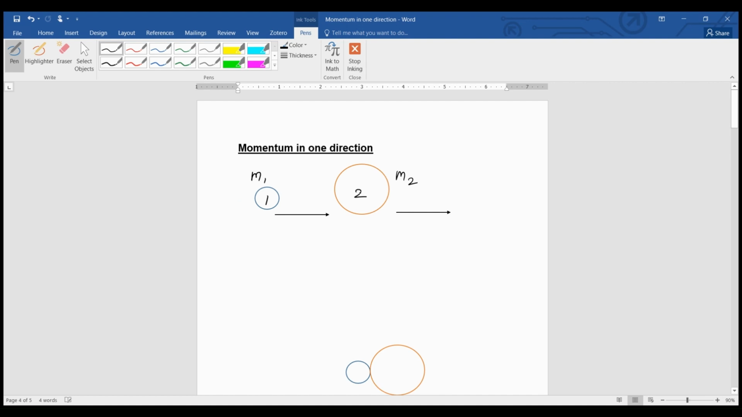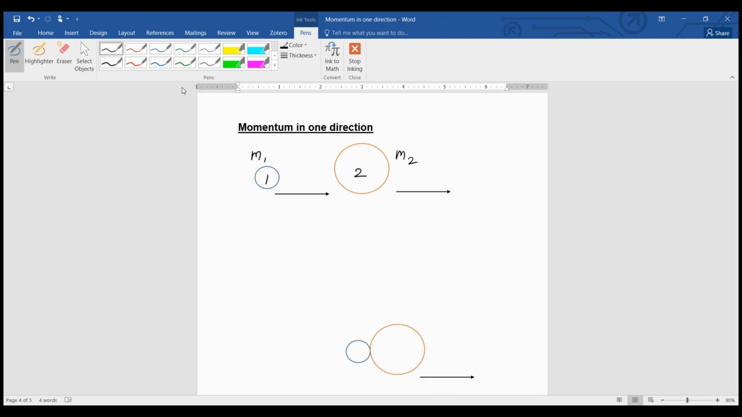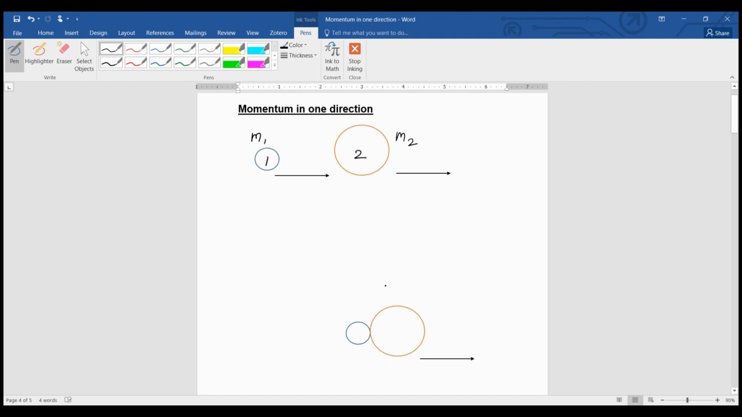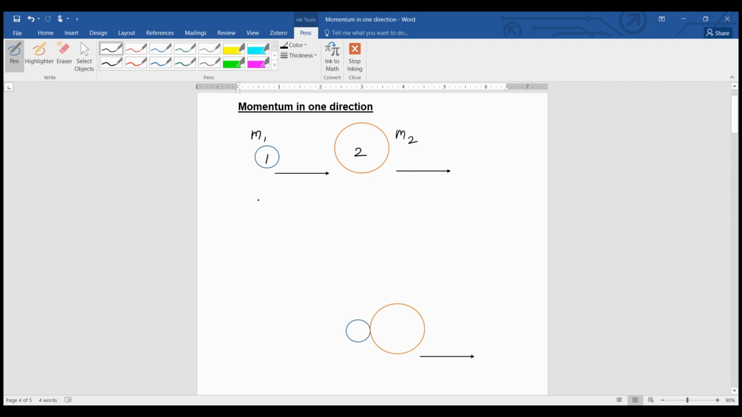Now, when we talk about conservation of momentum, the total momentum before collision should be equal to the total momentum after collision. So what is the total momentum before collision?